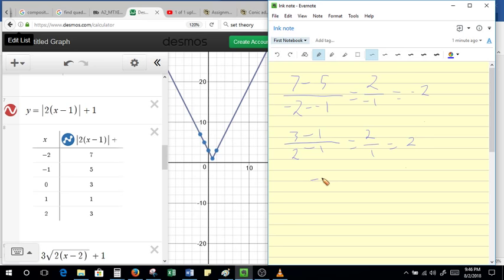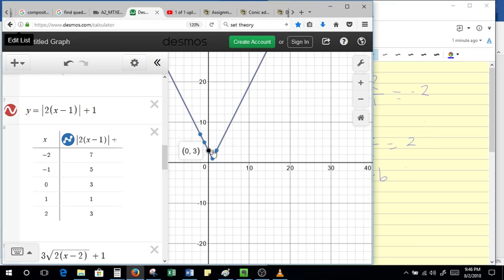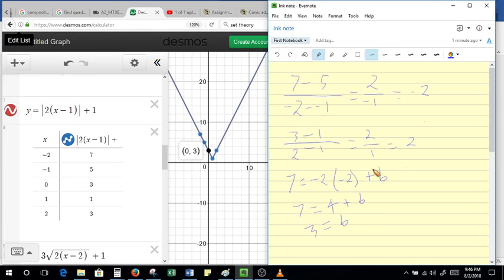So negative 2 is our slope. Let's plug in one of these values. We got 7, and then for the corresponding x, that's negative 2. And we're looking for this b. So that's going to be 7 equals 4 plus b. 3 equals b. Good. So we see that our y-intercept is there. We can also see it from the table. We didn't have to calculate it, but like I said, we're going to pretend like we can't see everything right off the bat.